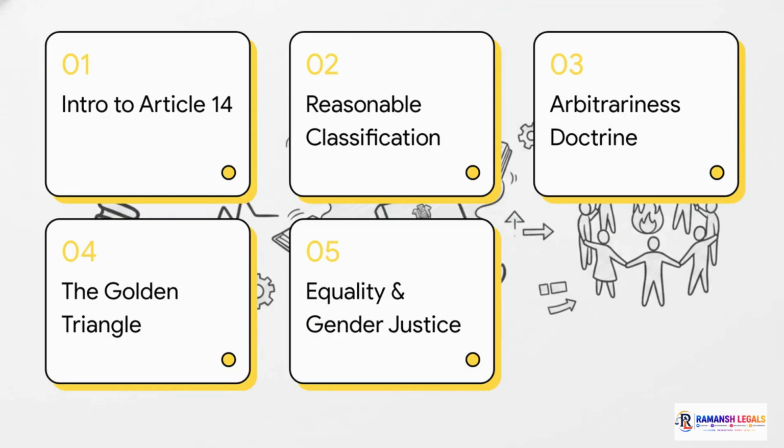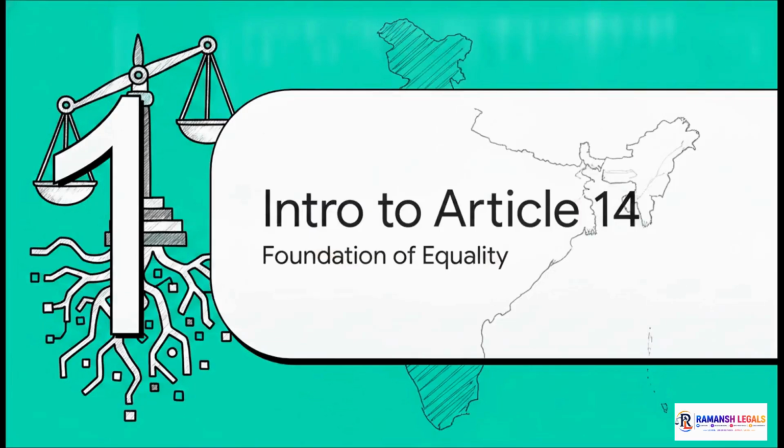Here is our quick roadmap for today. We'll start with an introduction to Article 14, then look at the Doctrine of Reasonable Classification, followed by the Arbitrariness Doctrine, the Golden Triangle, and finally, equality and gender justice. Let's jump right into Section 1, Introduction to Article 14, the very foundation of equality.